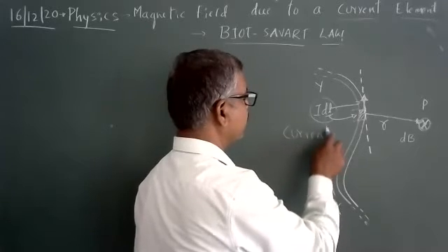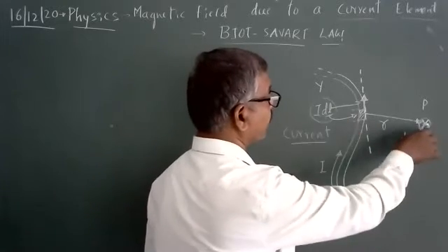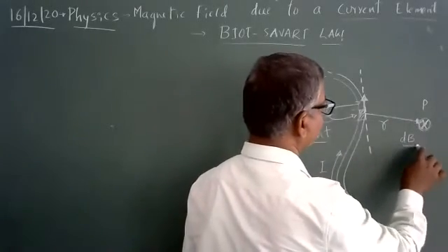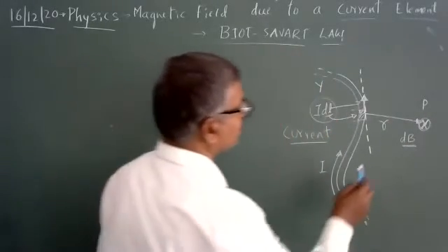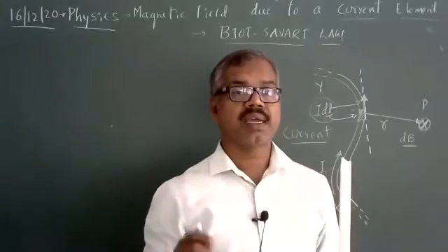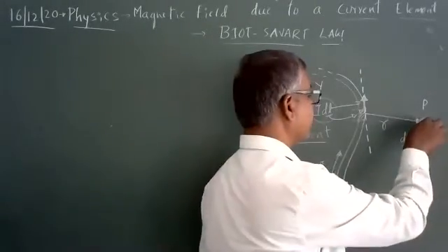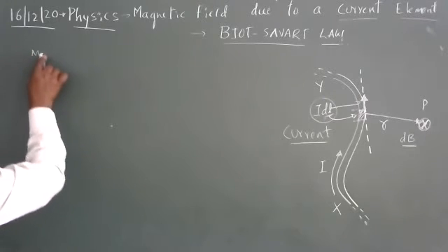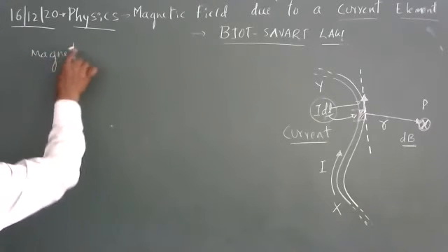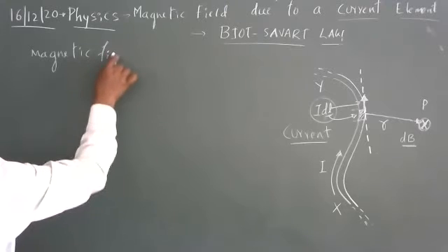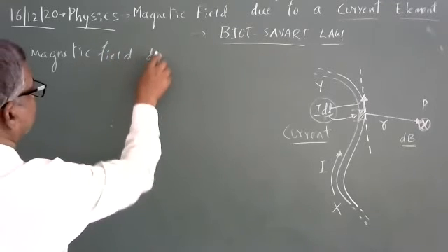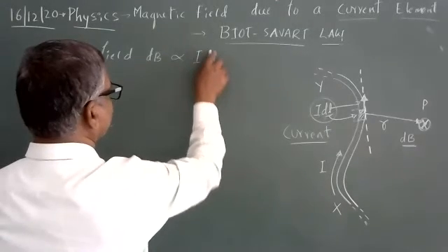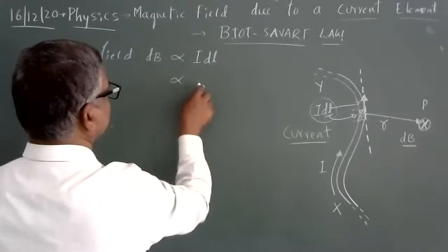This current element, ideal, gives rise to a magnetic field at a distance r. What is the magnetic field here? The magnetic field is taken as dB. It is called the elemental small field. This magnetic field is entering into the plane of the paper. Now this magnetic field dB is directly proportional to the current element, I dl, and inversely proportional to r square.